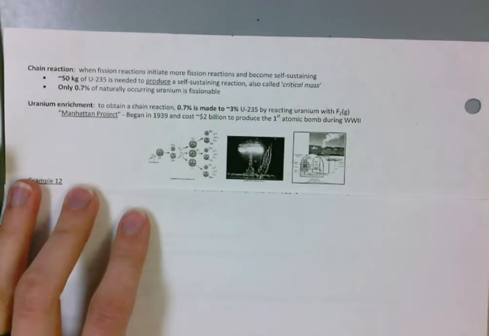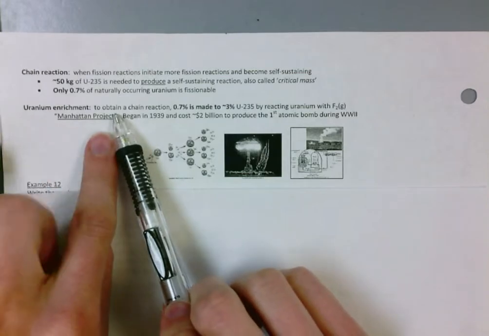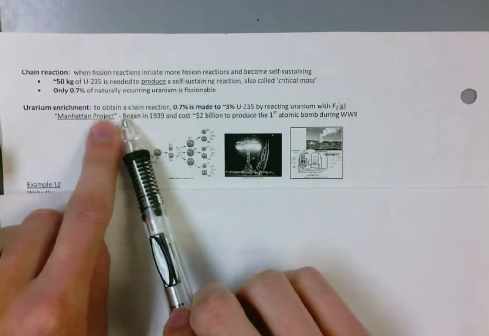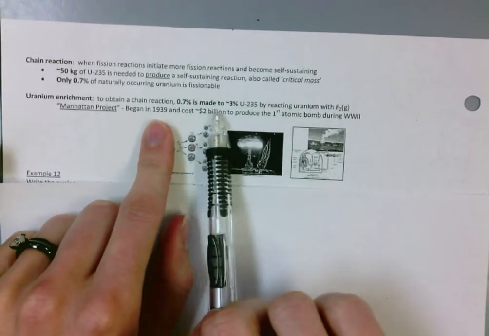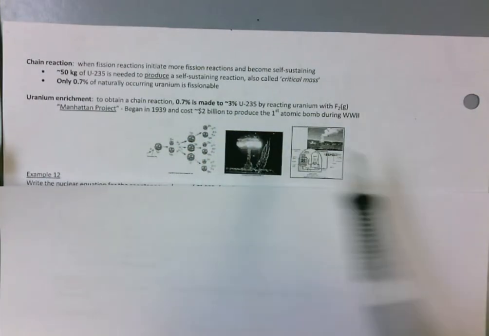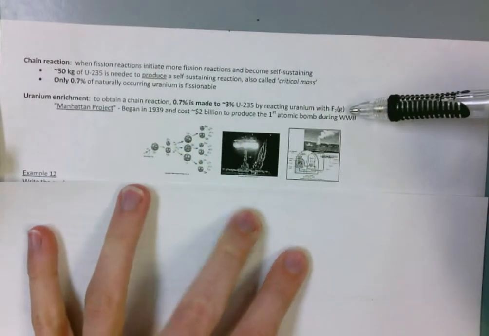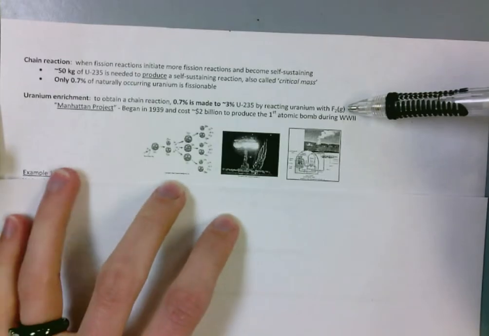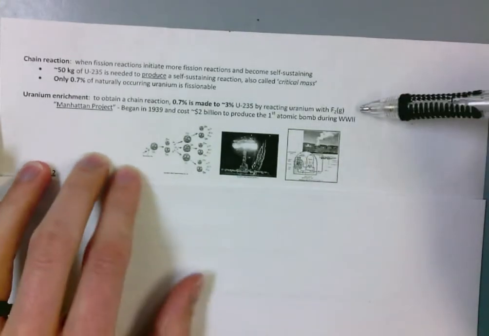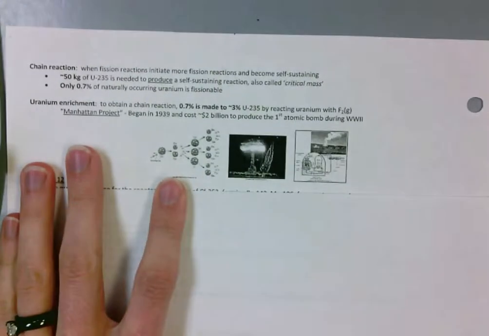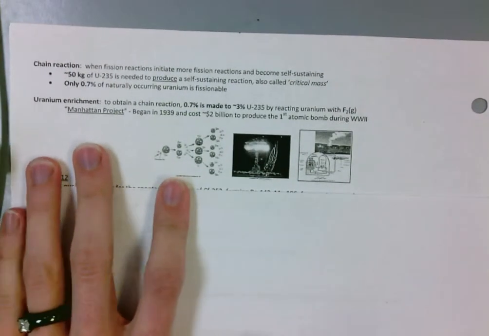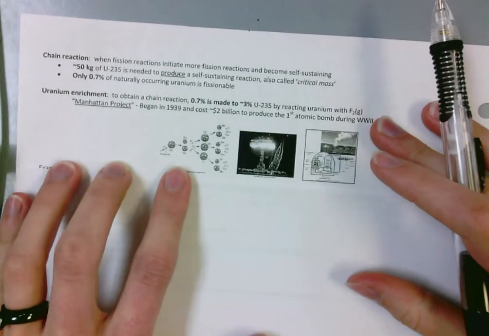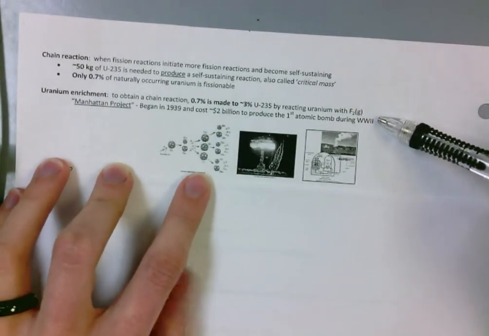For uranium enrichment, we use uranium enrichment to obtain a chain reaction. So that 0.7% is made to about 3%, and we do that by enriching it, reacting it with fluorine gas. After it's been enriched, it causes an incredible release of energy, and we have used that energy historically in the past with World War II to create an atomic bomb.